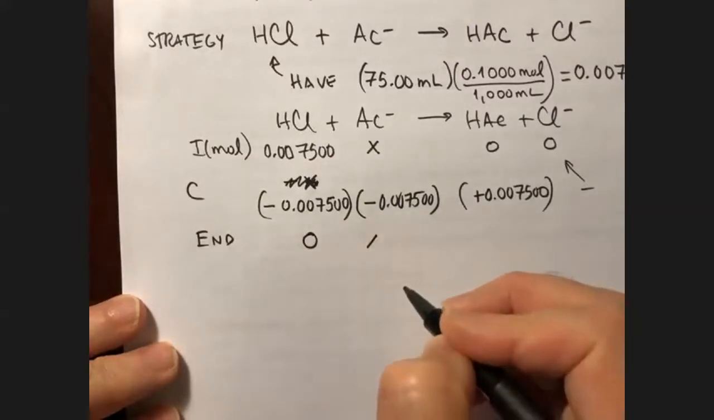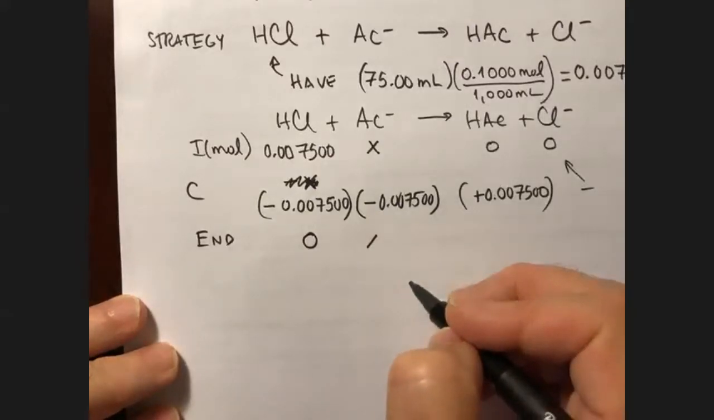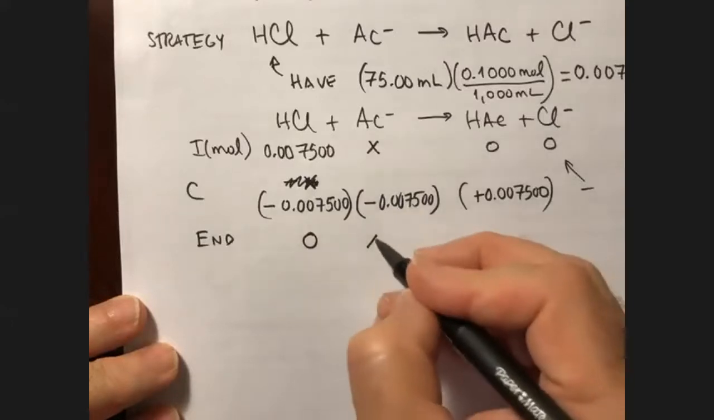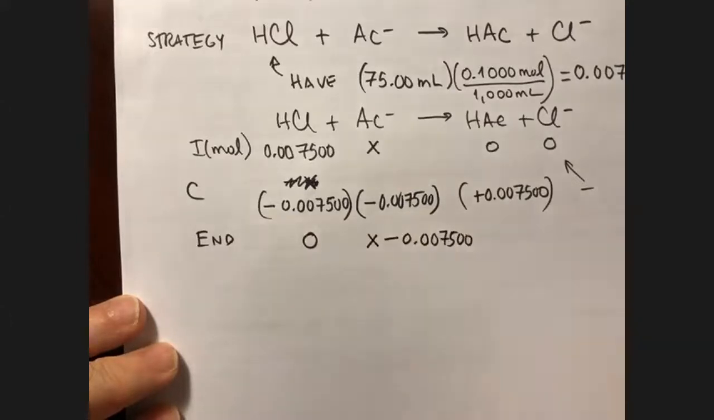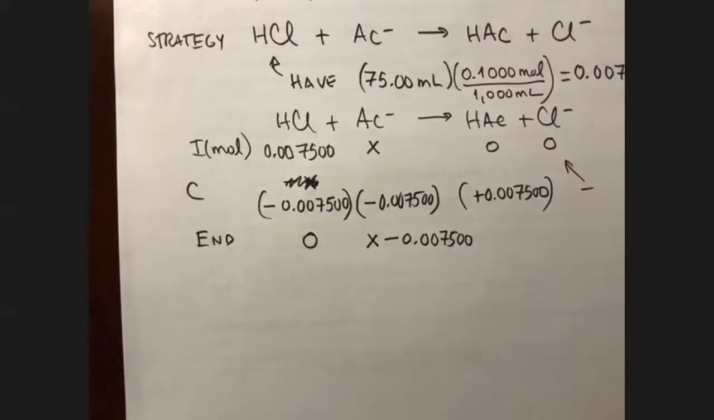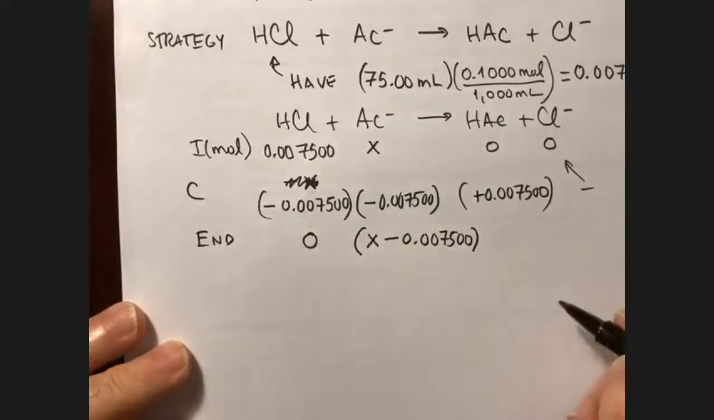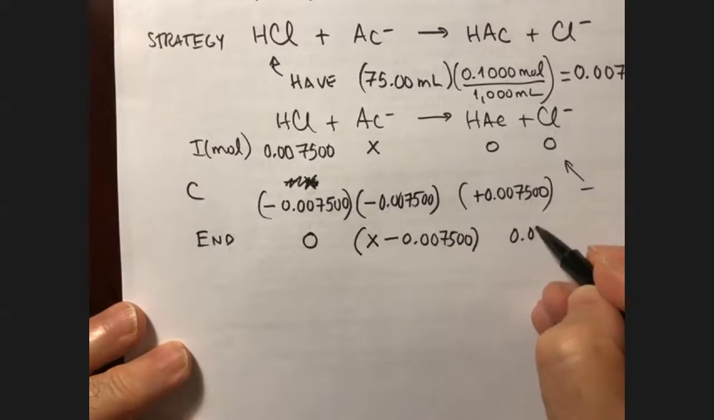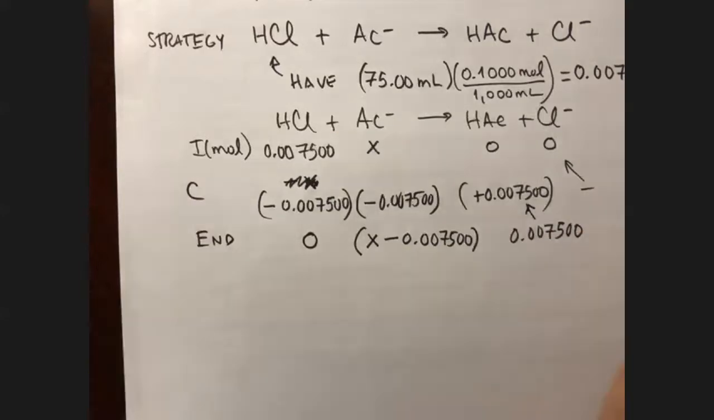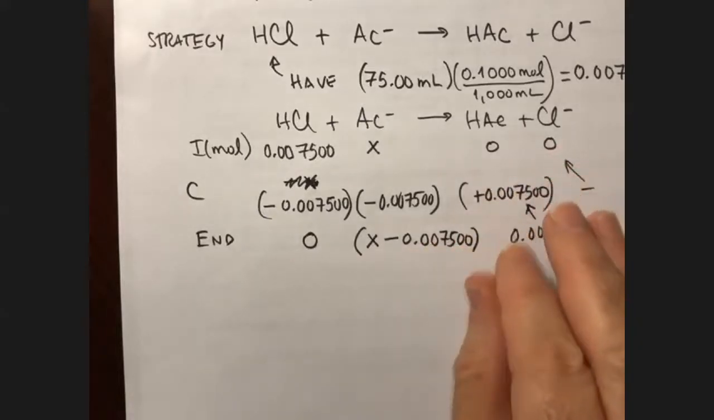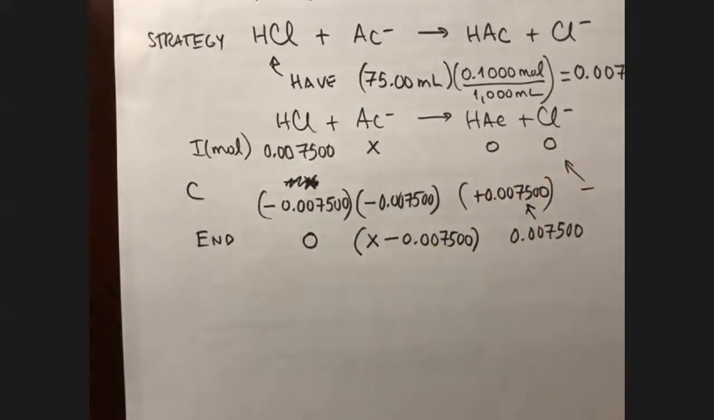We're gonna have X minus 0.007500. Guys, I'm running out of space here. Sorry, guys. These are kind of big numbers here. And we're going to end up with 0.00750 moles of acetic acid. Once more, at the end of it all of these moles of acid and base are going to be in a volume, 75 milliliters essentially.